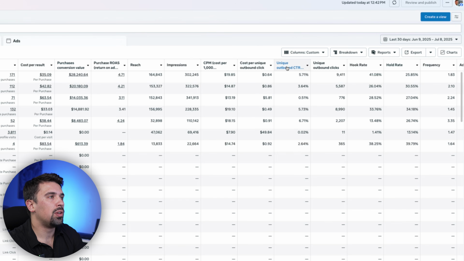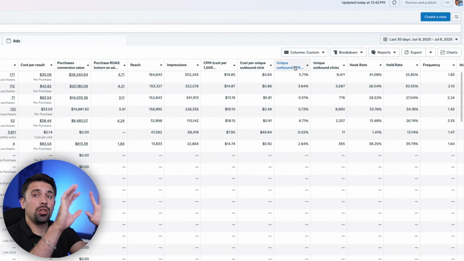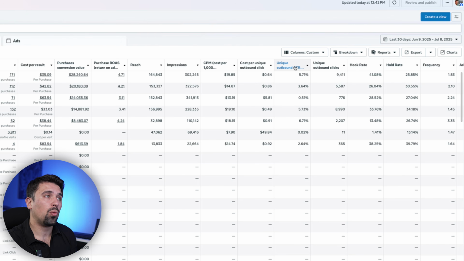Next is unique outbound click-through rate. Out of all the unique individuals that saw your ad, what percentage of them are actually clicking on the link that goes to your website? Again, it's not double counting people, and it's only counting the link in your ad that goes to your website. So for me, this is a very pure view of how compelling my ad is at getting the click. In this case, the higher the better.